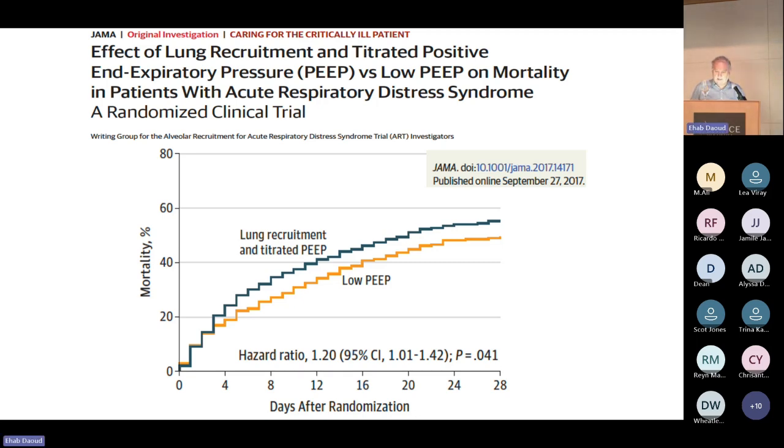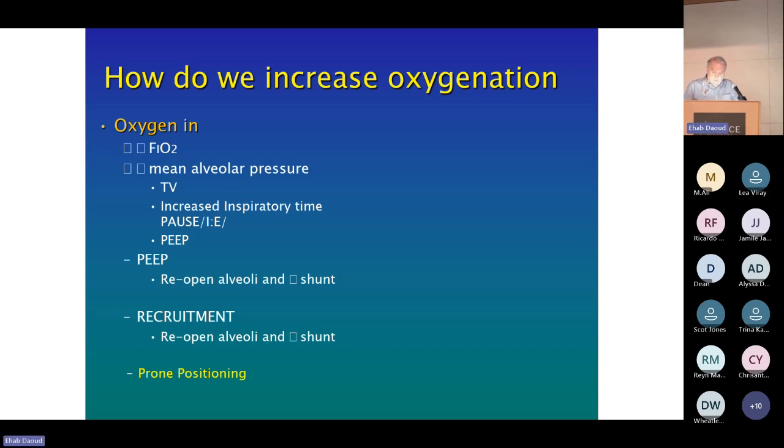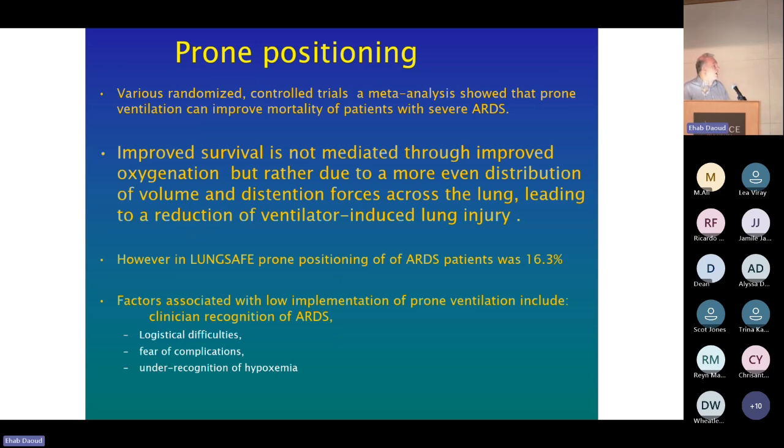The last thing I want to talk about is prone positioning. So prone positioning, used most recently during COVID, is supported greatly. There are a number of trials now, meta-analysis showing that it does improve mortality in patients with ARDS. It's not really mediated through improved oxygenation, but rather probably through a better redistribution of gas and distension forces across the lung, leading to a reduction of ventilator lung injury. However, it's not used as much as it should be.